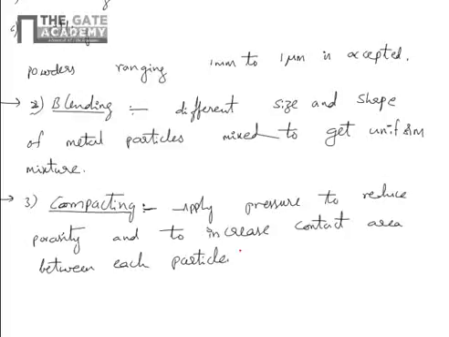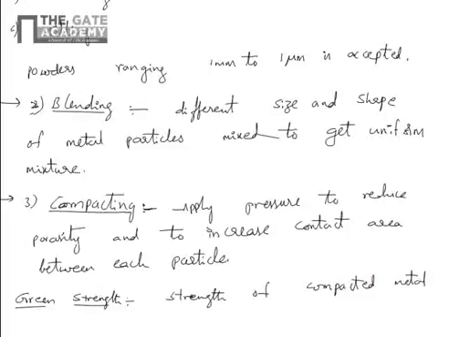Here the green strength comes in. Compacting at room temperature, and the strength of the part attained after the compacting stage, is called green strength. Strength of the compacted metal powders, the strength of the part obtained after the compact stage, is called green strength.